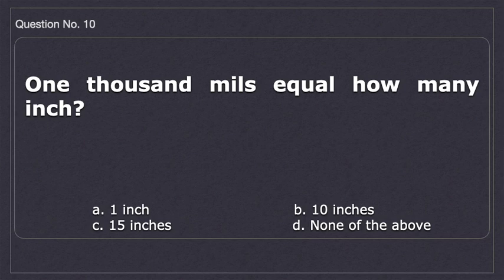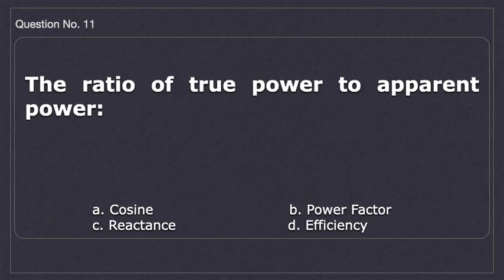Question number 10. 1000 mils equal how many inch? A. 1 inch, B. 10 inches, C. 15 inches, D. None of the above. Answer, A. 1 inch.